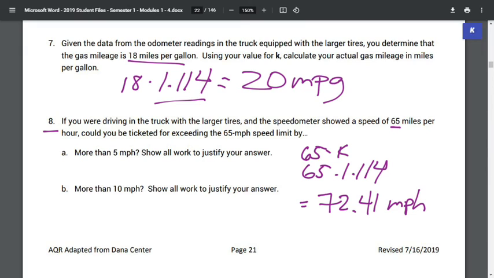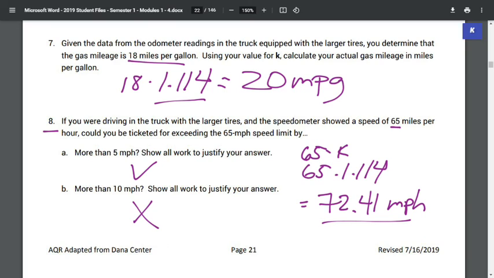So are we going more than 5 miles per hour? Yes, we are. Are we going more than 10? We're not. But the fact is, we're still going over the speed limit. Cops have every right to ticket us at that point. So there we go. So this is going to wrap up our lesson for changing tires.